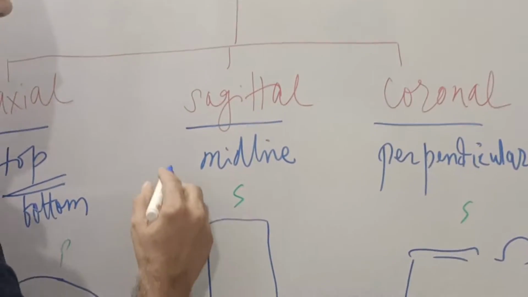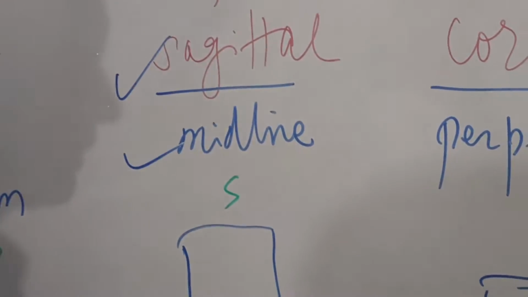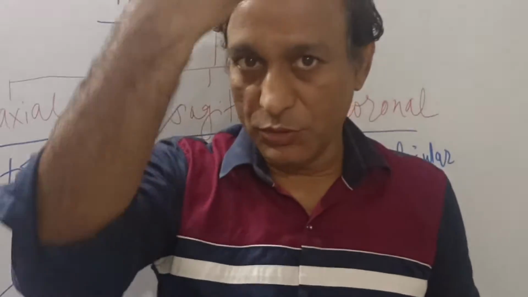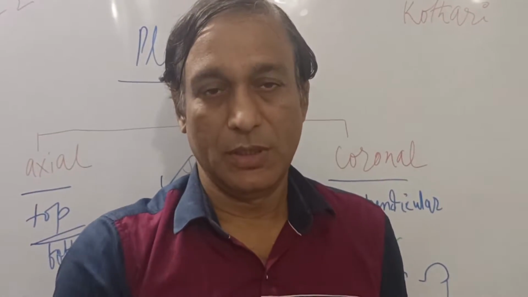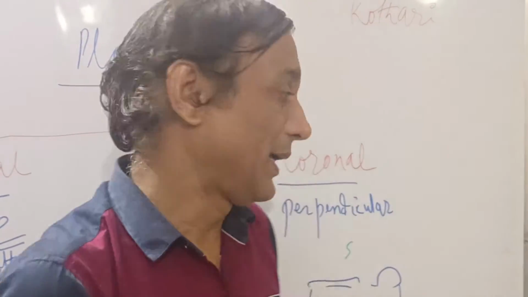The next plane is the sagittal plane. This is basically the midline plane, and you can see if I cut the body in the midline from right to left or left to right, this is the sagittal plane.